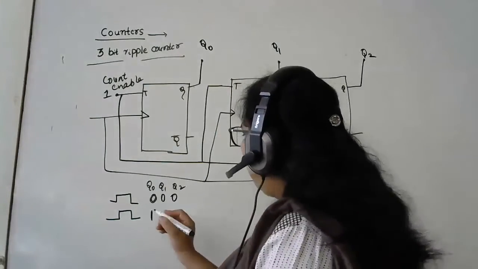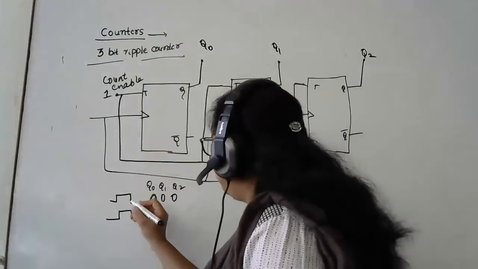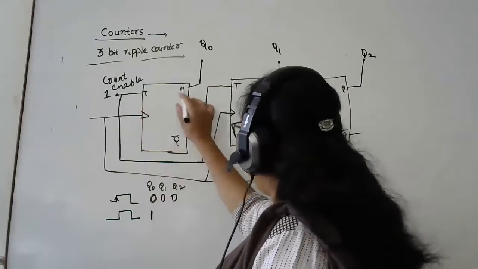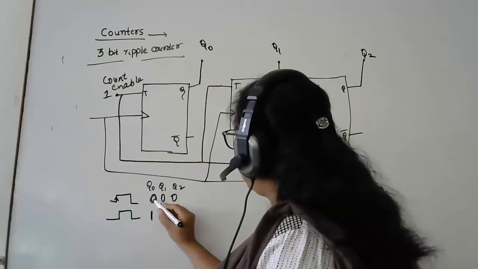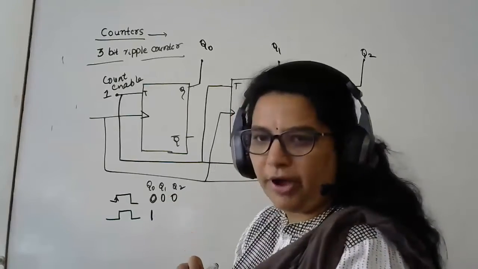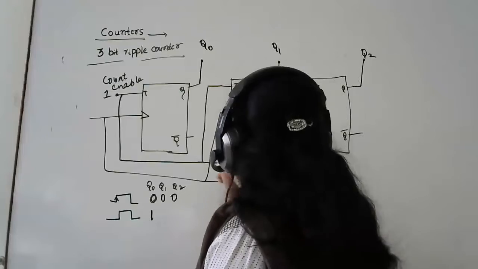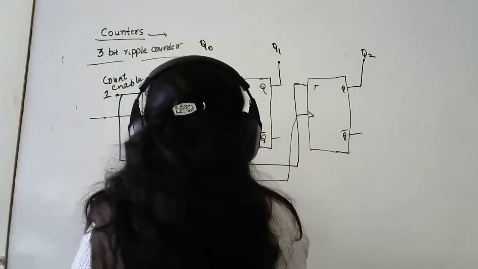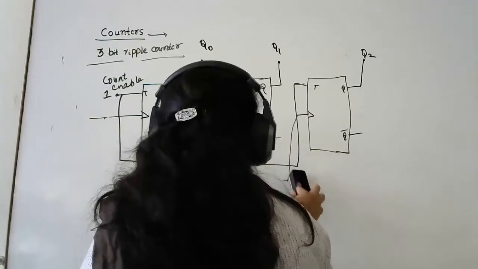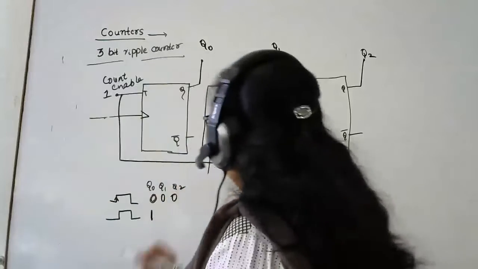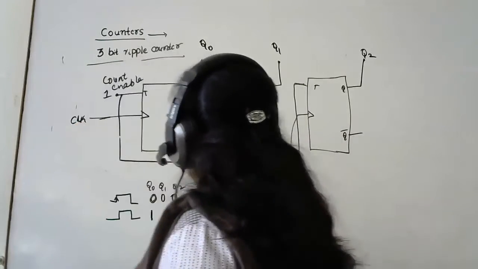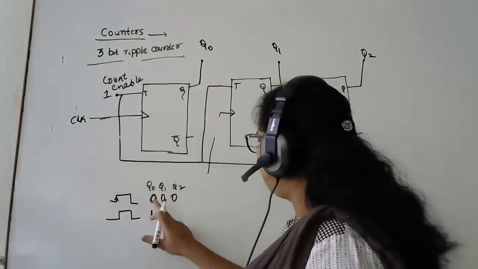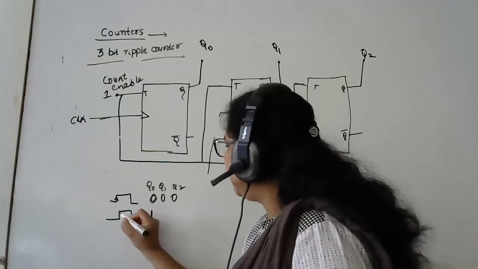Now, this is an edge-triggered flip-flop, right? So during the positive edge, what happened? I applied the clock pulse. I have applied the clocking, so during the positive edge it was 0, and this has become 1 now. This is my first clock pulse. I have applied the enables, but I have not yet given a clock pulse. So when I apply the first clock pulse, from 0 it changed to 1. This is a positive edge.